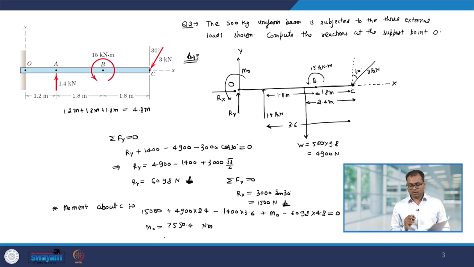Therefore, the direction of the moment of MO that we have taken is correct. If this would have been negative, then we would have changed the direction of the moment. So, this is correct.